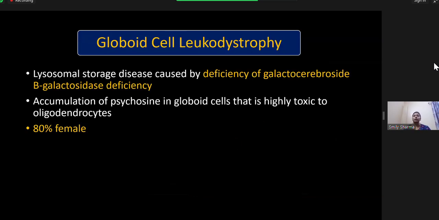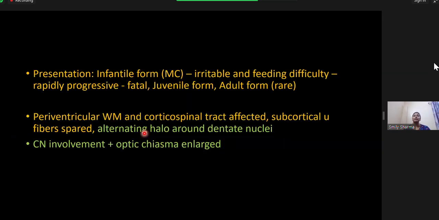So Krabbe's disease is a lysosomal storage disease, and it is characterized by galactocerebroside beta-galactosidase deficiency. It can again present with hyperdense thalami on CT, and this can also be seen in MLD. 80% of the patients are females. The most common presentation is in the infantile form, where the patient has irritability and feeding difficulty. However, adult forms are also seen, and adult onset Krabbe's, as I told, has more commonly posterior involvement as compared to the frontal involvement seen in MLD.